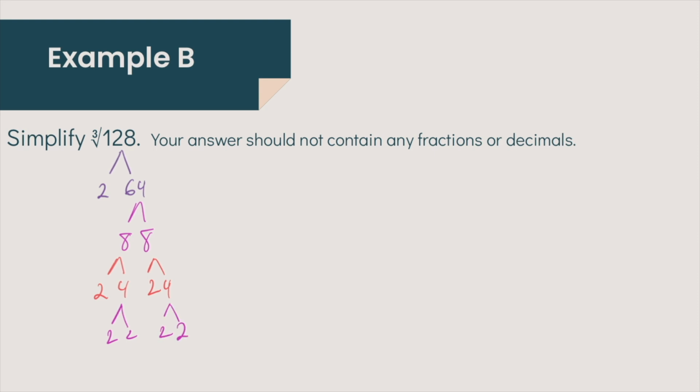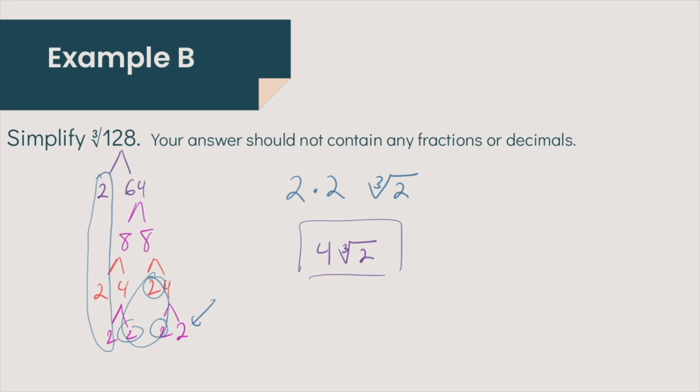All right, so now again, it's a cube root, so I'm looking for groups of 3. So I've got one group of 2's here that make 3, and I've got another group of 2's here that is going to make a group of 3. So that's going to be 2 times 2 on the outside, and then I'm going to have just one 2 left on the inside. So again, I need to make sure that I'm writing this as a cube root. So I've got my little 3 cube root. That 2 is going to stay on the inside. 2 times 2 is 4. Bring down my cube root with the 2 on the inside, and that is my simplified answer.